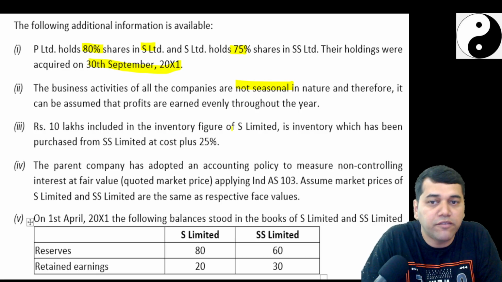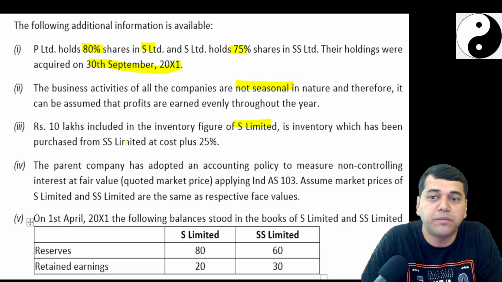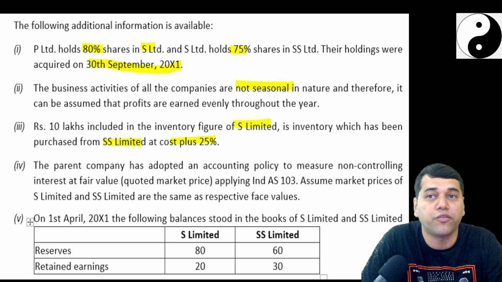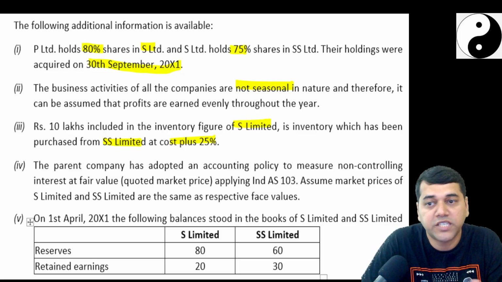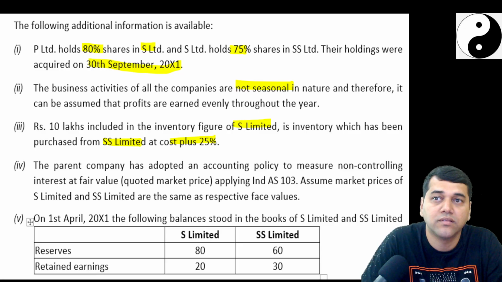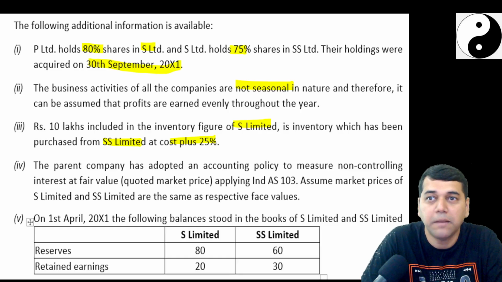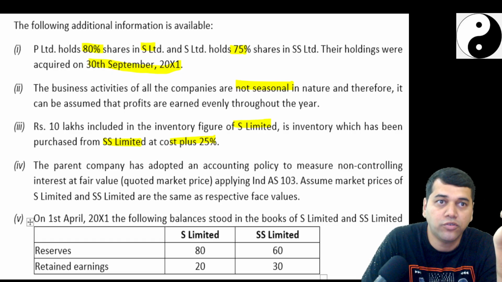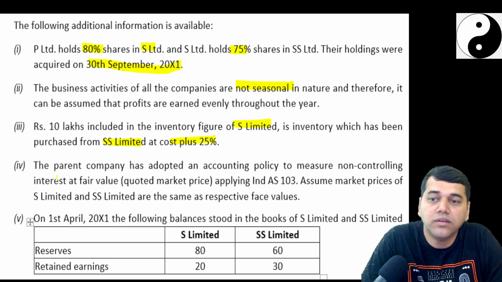10 lakhs included in the inventory figure of S Limited is inventory which has been purchased from SS at cost plus 25%. So this is one intercompany transaction that happened. At the end of the year, there is one unrealized profit sitting. Now, is it an upstream transaction or a downstream transaction? It is an upstream transaction because SS sold to S. Now, distribution needs to be done between parent and NCI, since it is an upstream unrealized profit elimination. Parent adopted NCI to be valued at fair value.